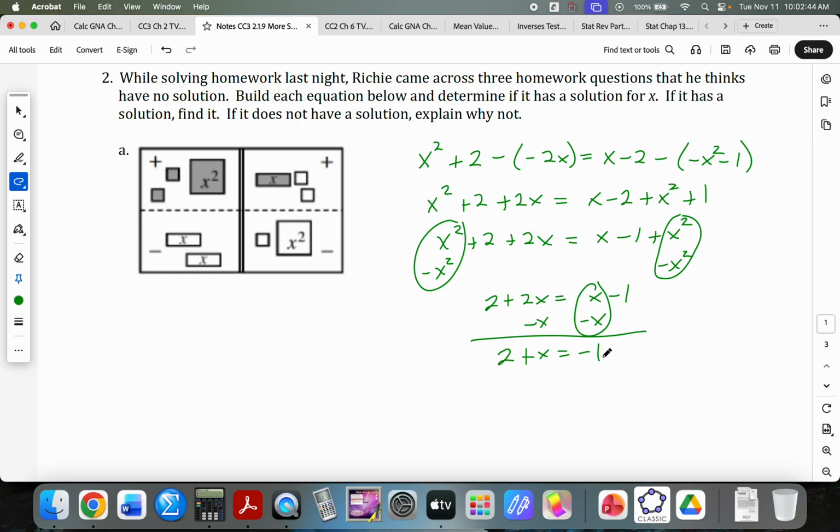Then what do I want to do? Joshua, what do I want to do? What do you think? I'm trying to get x all by itself. So what 0 pair do I want to make? Yeah, I want to do minus 2 on both sides so that this is a 0 pair and I get just x is equal to negative 3. So Richie was wrong about this one. This one has a solution. It's that x needs to be negative 3.